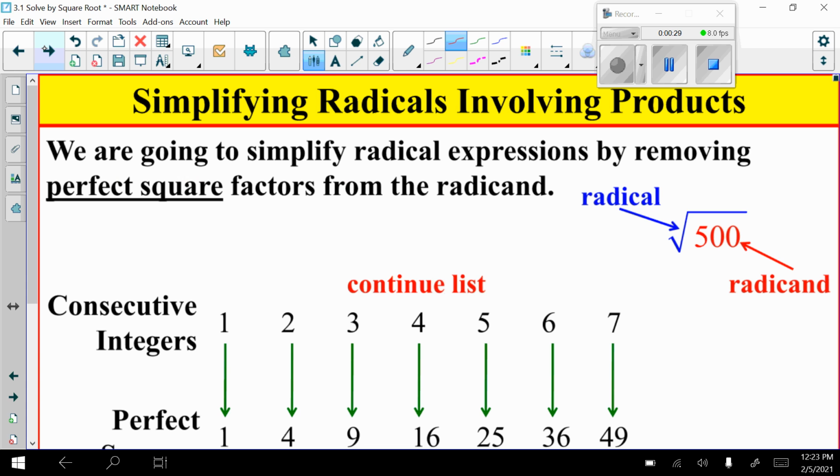Before we can actually talk about solving with square roots, we need to talk about simplifying radical expressions. I know there's a lot of words and a lot going on on the screen right now. I'm going to break down what we're looking at here.